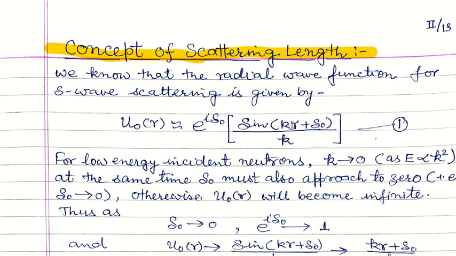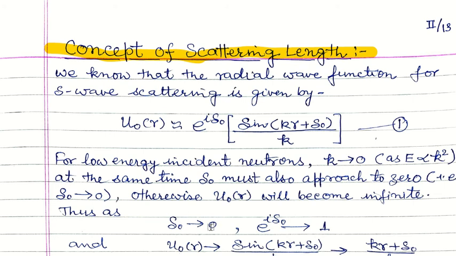So it is necessary here that delta 0 also tends to 0. Otherwise, as I have told, the wave function will become infinite. So as k tends to 0 for low energy incident neutrons, delta 0 must also approach 0. Otherwise, the radial wave function u0(r) will become infinite. So for low energy incident neutrons, k tends to 0 and delta 0 also tends to 0.